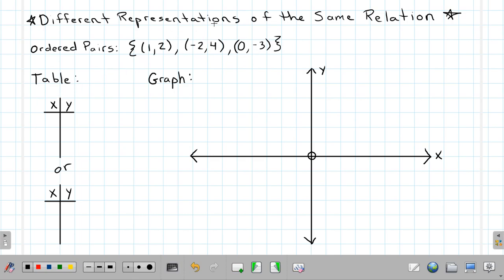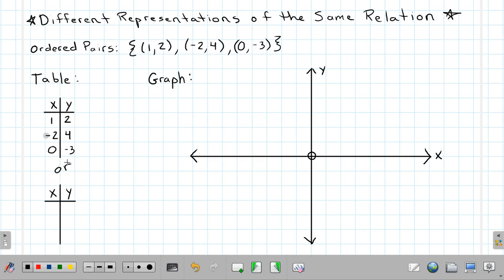Well, this same information given in table form, okay, well, you just go through and make a table. One column X, one column Y, where the X and the Y for each ordered pair is each row. So this first row we can write as 1, 2. We can write the next one as -2, 4. Which, let me fix that negative on that 2. That looks a little weird. There we go. -2, 4. And then the last one, 0, -3. Okay, and that's a table.